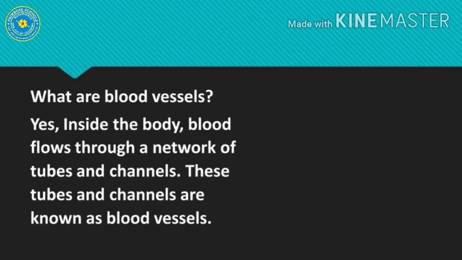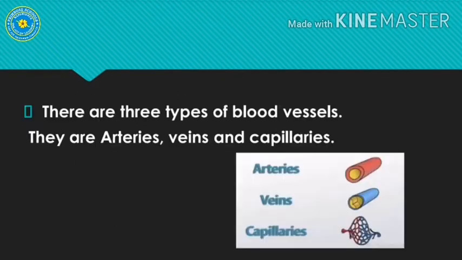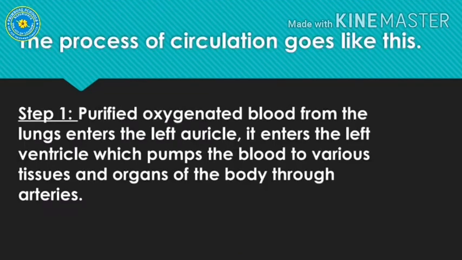Good. What are blood vessels? Yes, inside the body, blood flows through a network of tubes and channels. These tubes and channels are known as blood vessels. There are three types of blood vessels. They are arteries, veins and capillaries.